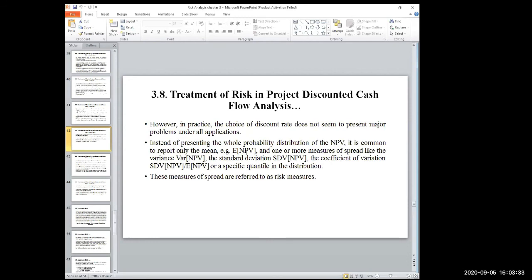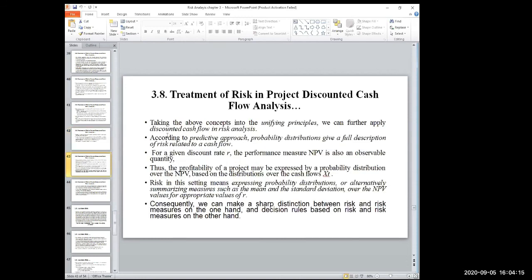Mean value of net present value, and a measure of spread, or we can say standard deviation or the variance. So the use of the mean for net present value, or the variance of the net present value of different projects. And the standard deviation, in fact, is the square root of variance, and the coefficient of variation or specific quantile distributions might be easy to apply in project discounted cash flow analysis for the purpose of risk analysis, right? For the project risk analysis. So any spread is just an indicator of risk measures, right? Risk measures.